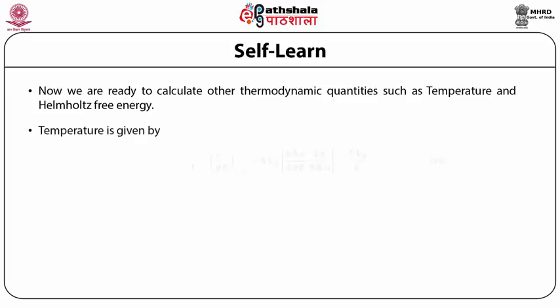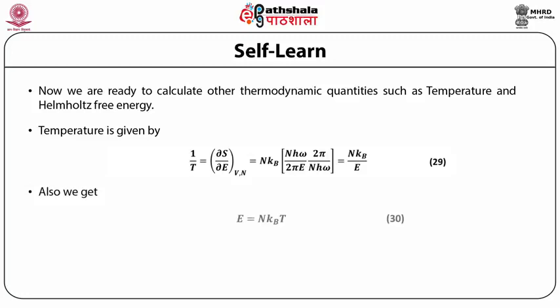Temperature is given by 1/T equal to the partial derivative of entropy with respect to energy at constant volume and constant number of particles, which is equal to N k_B multiplied by N h omega divided by 2 pi e, multiplied by 2 pi upon N h omega, is equal to N k_B upon E. Also, we get from here E is equal to N k_B T.